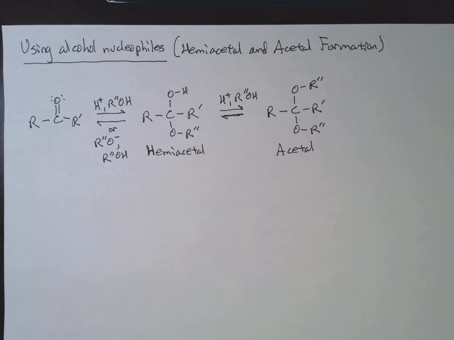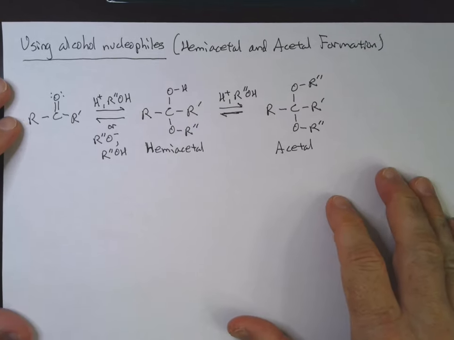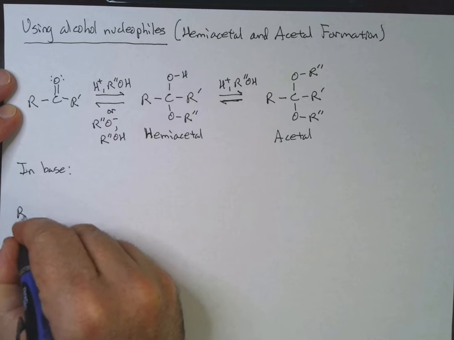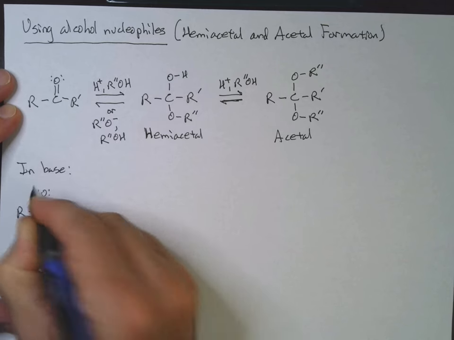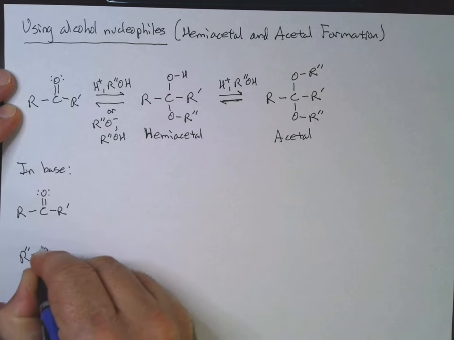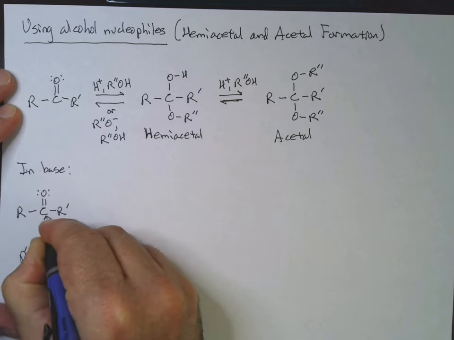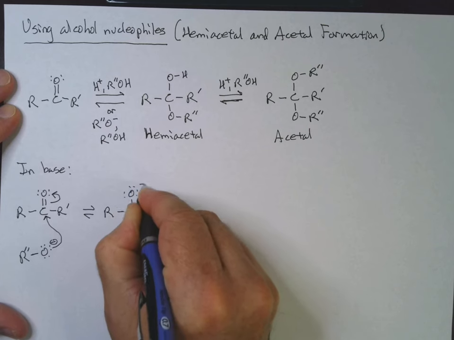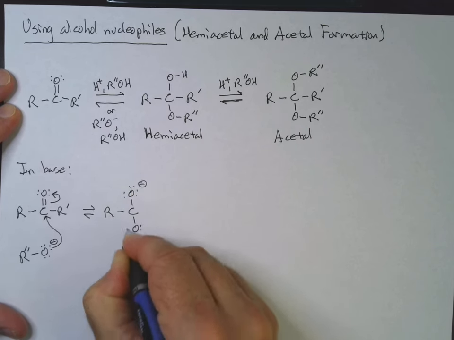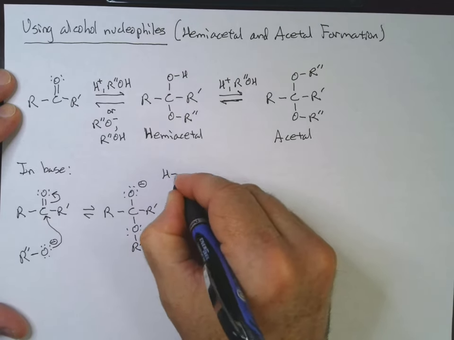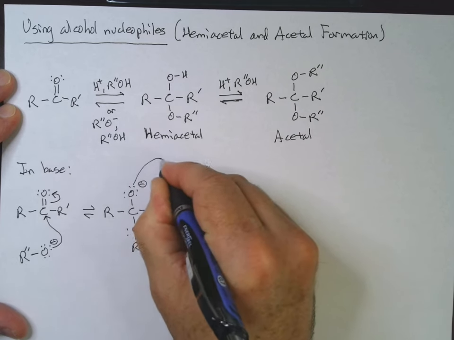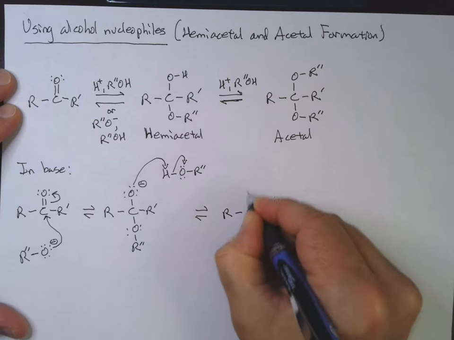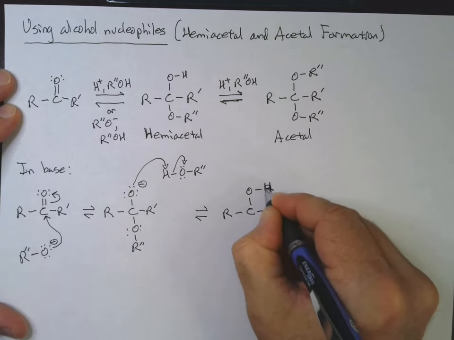Now, I think just in terms of looking at the paper I've got here, why don't we do the base catalyzed version first? So in base, we'll have R, C, R prime, double bond O, and then we'll have R double prime, O minus. And that guy is going to attack just like our OH minus attacked before. And we'll get R, C, O minus, O, R double prime, R prime over there. And then I've got HOR double prime, my alcohol. I can deprotonate that. And now I will get H, that's an H there.